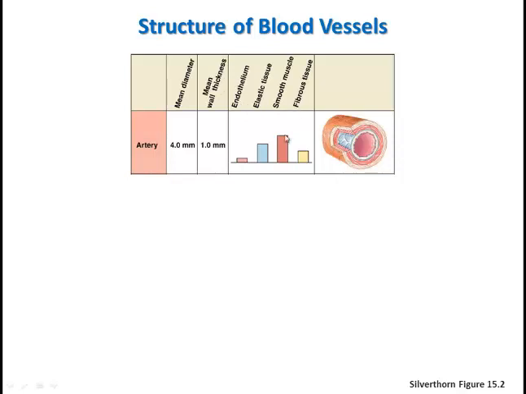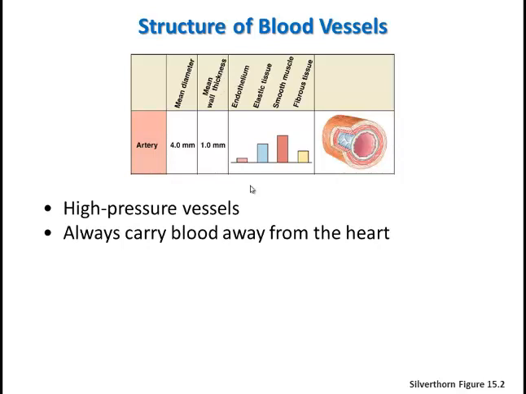The first one here are the arteries. Now this would be an average artery. So this is a little bit different than the aorta, and it would be a little smaller than the aorta, but a little bit larger than something that was just about to turn into an arteriole. So an average artery. Now, arteries are high pressure vessels, and they always carry blood away from the heart.